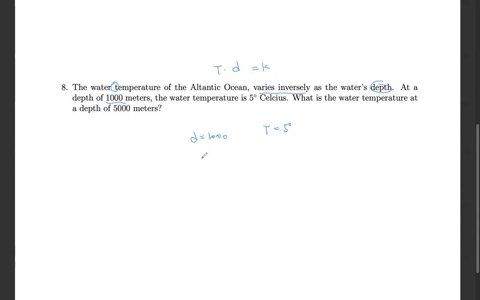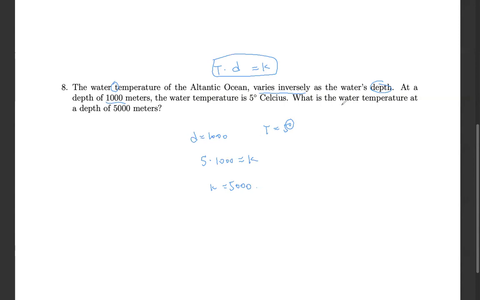So that means we do 5 times, again, when we do the calculation, we do not need to carry the unit with us. We just carry the number. So 5 times the depth, which is 1,000, equals K, right? Product equals a constant. So K just equals 5,000.